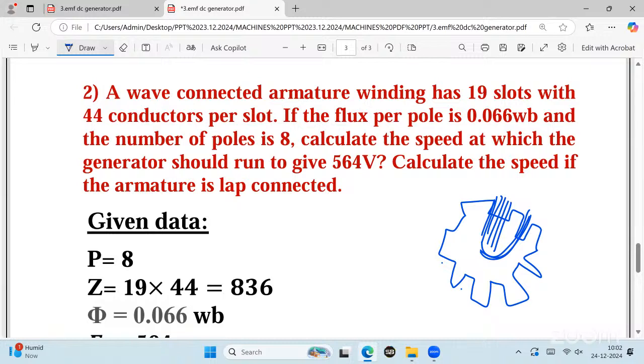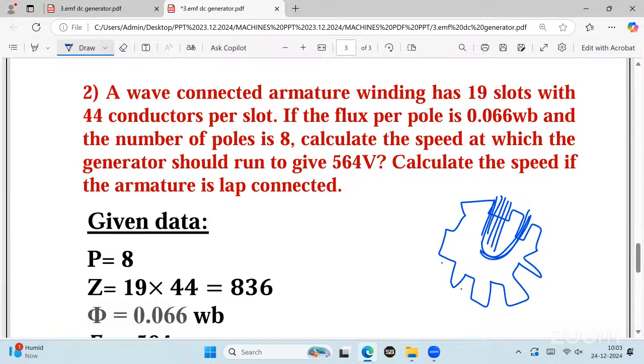What is the first design? A bit, wave connected. B bit, lap connected. Calculate the speed if the armature is lap connected. The first design is wave connected. After that, I have changed the design. The next design is lap connected.